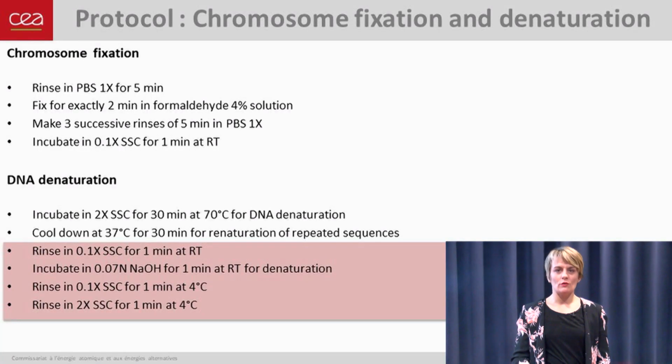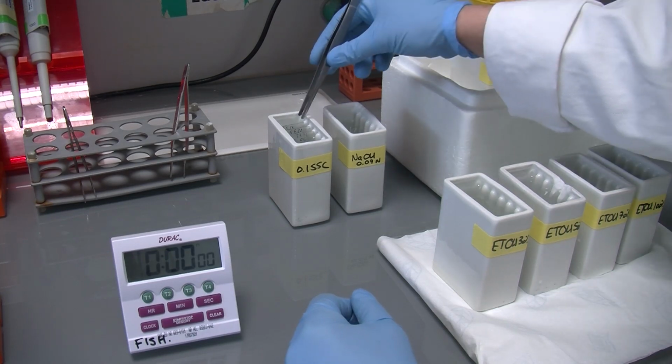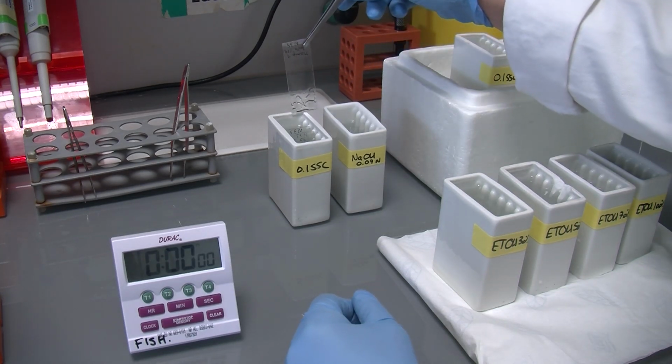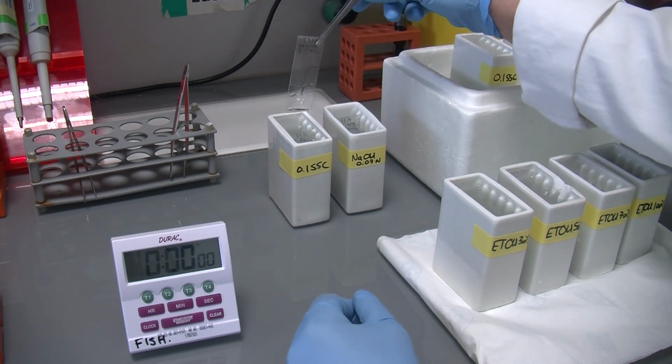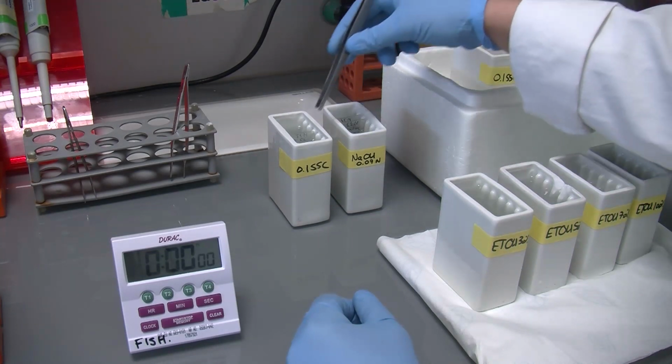Then, we move the 2x SSC box to a 37 water bath and let it cool down for another 30 minutes in order to allow for the renaturation of repeated sequences. We rinse for 1 minute in 0.1 SSC and continue the denaturation. So, we incubate for 1 minute in sodium hydroxide 0.07 N.